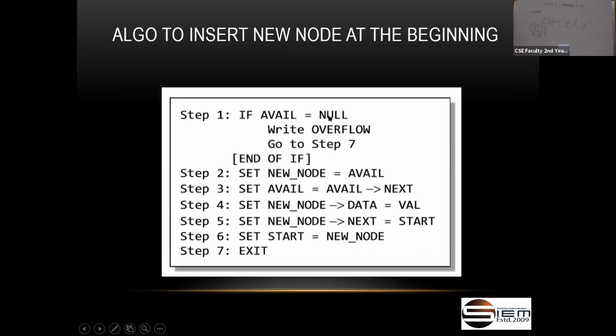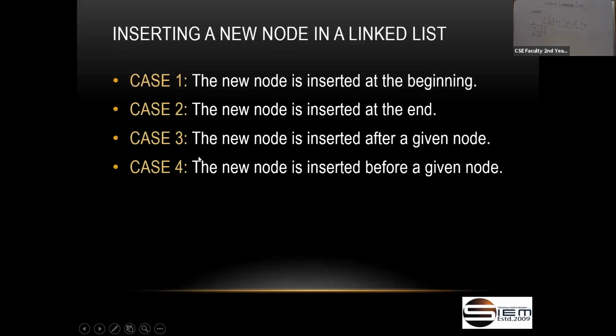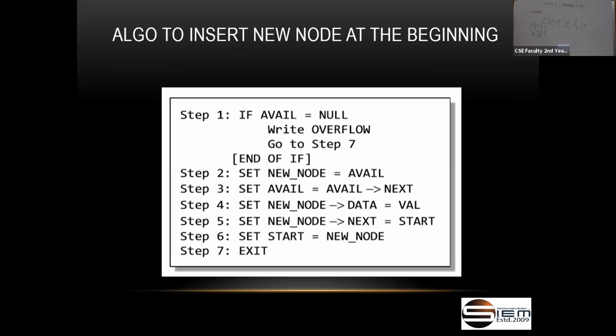So if avail equal to null, means if there is no available space. Avail equal to null means the avail pointer, which we have seen here, contains null instead of a value. That means there is no available space. In that case, write overflow and go to step 7, means exit. That means insertion is not possible, because there is no available space, then how will you create a new node? Okay, that is the first step.